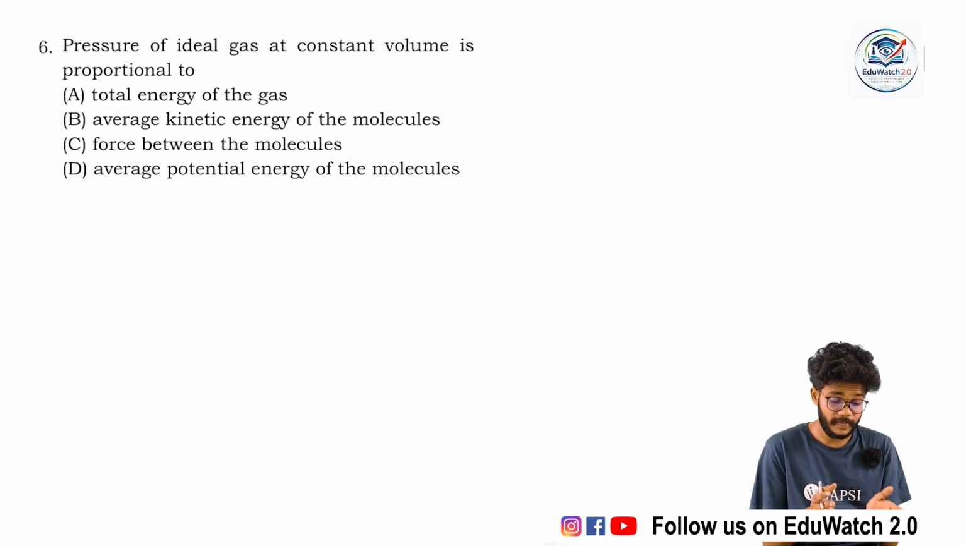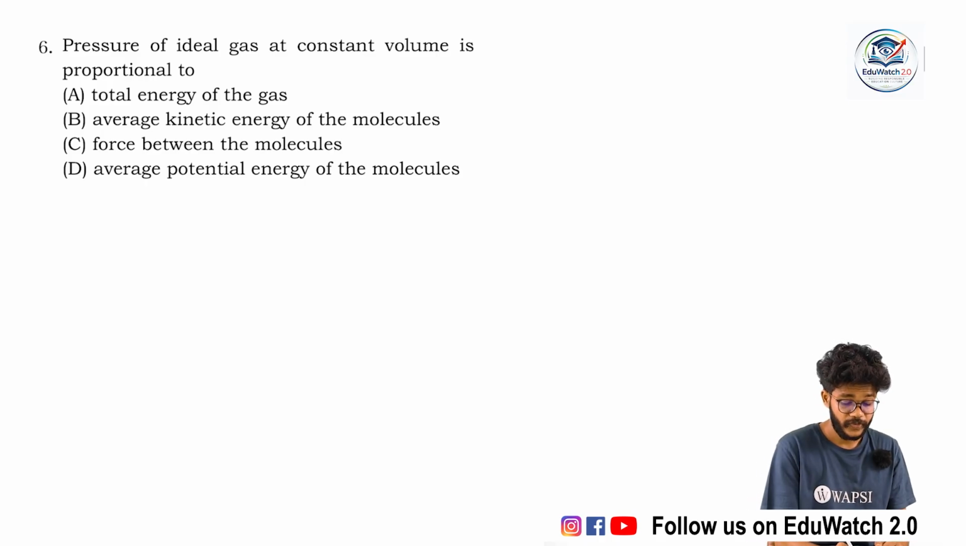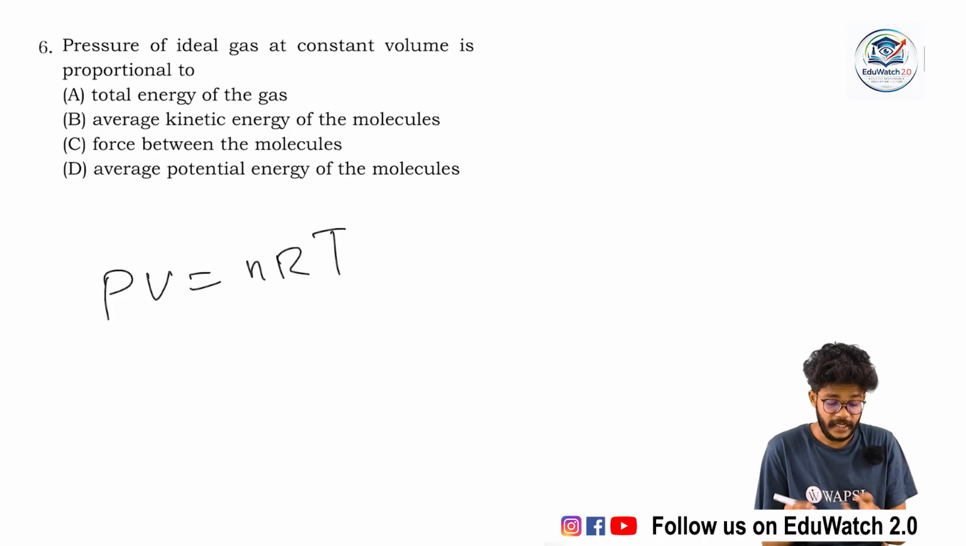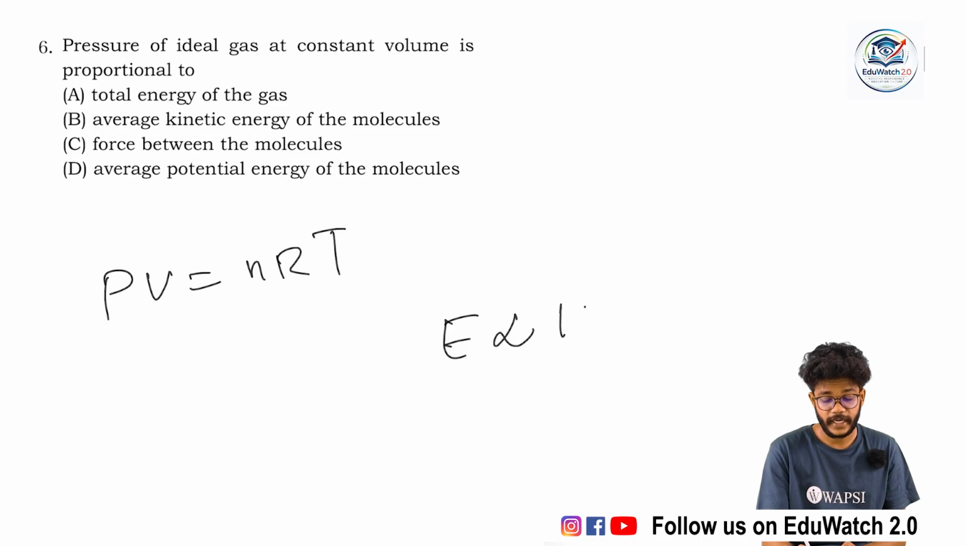So in here, the pressure of an ideal gas. The ideal gas equation is PV equals nRT. Here we can see the RT. nRT is the component of energy in the gaseous state. So E is proportional to kT.